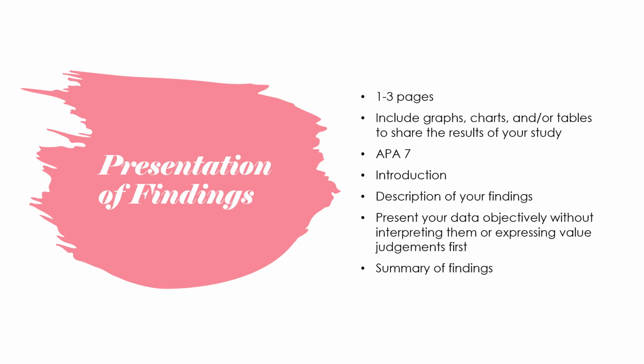For this section, we expect about 1 to 3 pages. Your presentation of findings must include graphs, charts, and/or tables that share the results of your study. Think about making the data really manageable for your readers. You've lived in this study, but your readers haven't, and so you'll want to share the data in a way that makes it really easy for them to see what your findings were. Go back and check APA 7 format for how those graphs, charts, and tables need to be formatted, because there are very specific guidelines for them.